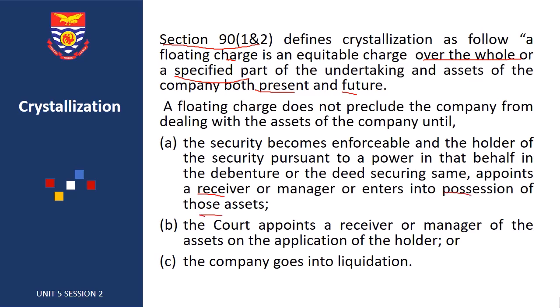of those assets. It simply means that when a floating charge crystallizes into a fixed charge, the company is prohibited from dealing with that asset. The court appoints a receiver or manager of the asset on application of the holder. So the holder of the floating charge may also apply to the court to appoint a receiver, and once that is done, the company cannot deal with the asset again. Liquidation is the process whereby a functional corporate body ceases to be a functional corporate body.